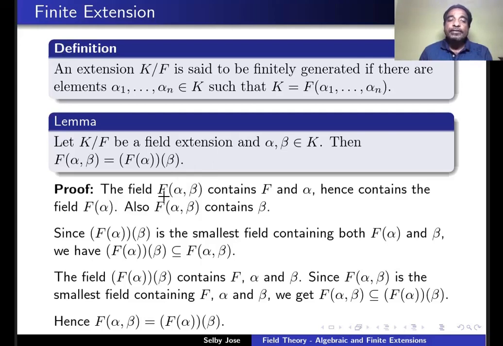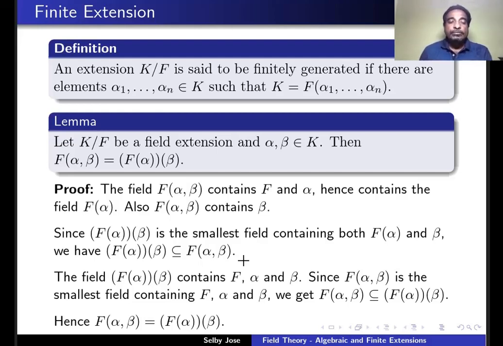Note that the field F(alpha, beta) contains the field F and the element alpha. Therefore, F(alpha, beta) contains F(alpha). Also note that F(alpha, beta) contains the element beta. Therefore, F(alpha, beta) contains the field F(alpha)(beta). But we know that F(alpha)(beta) is the smallest field containing both F(alpha) and beta. Therefore, F(alpha)(beta) is contained in the field F(alpha, beta).